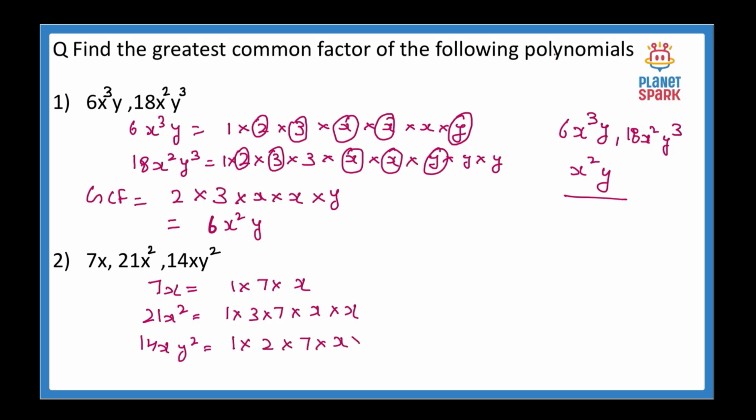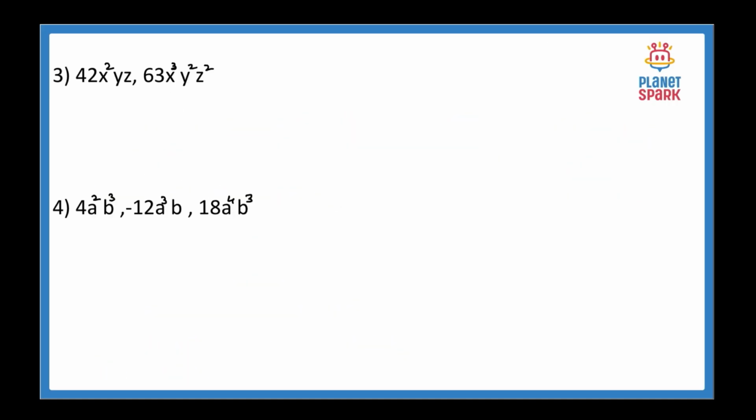Now 7, 21 and 14: the greatest common factor is 7, as we know. Out of x², x and xy², the smallest possible degree of x is x, and y is not coming in all three terms, so y is not common. So 7x is going to be my common factor.